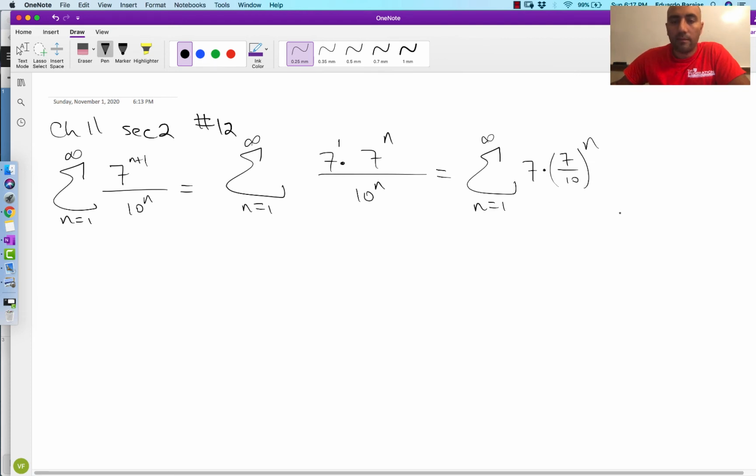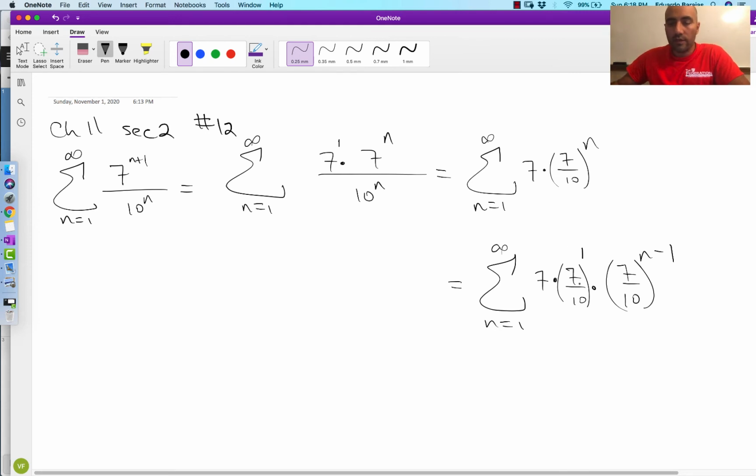To the nth power. And now I'm almost there. If I just take one of these out of here, I end up with the sum, as n goes from 1 to infinity, of 7 times 7 tenths times 7 tenths to the power of n minus 1, right? Because this is 1. So if I add these two together, I get that one. And now I'm done. This whole thing here becomes 49 over 10.